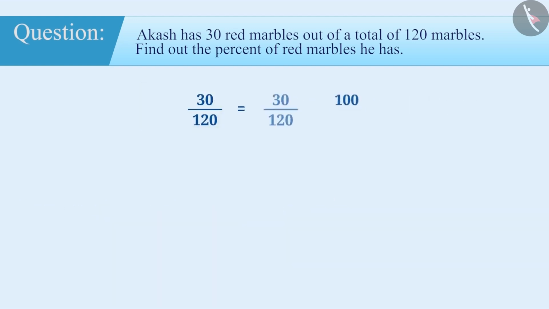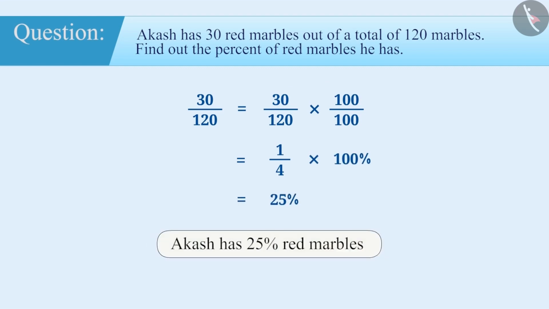To find out, we will multiply 30 by 120 with 100 by 100. Since the numerator and denominator is being multiplied by the same number, there is no change in the value of the fraction 30 by 120. 30 by 120 into 100 by 100 is equal to 1 by 4 into 100%, which is equal to 25%. In this way, Akash has 25% red marbles.